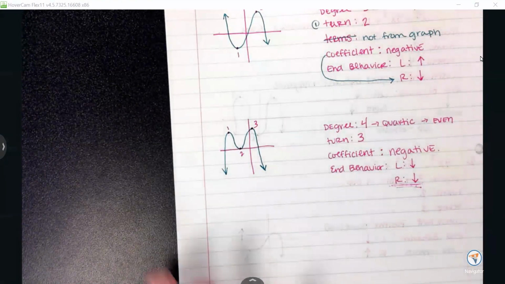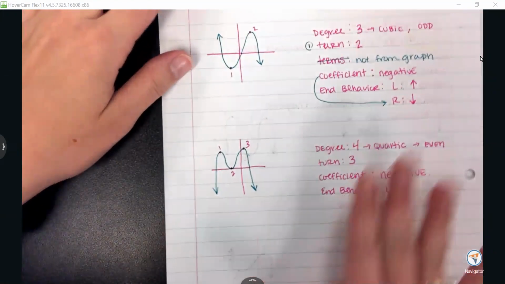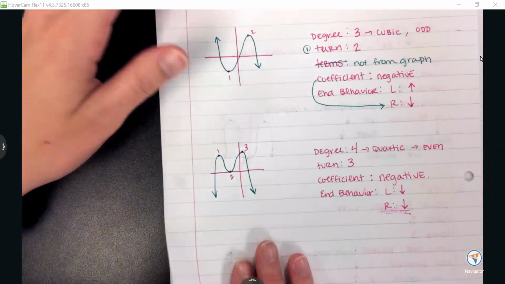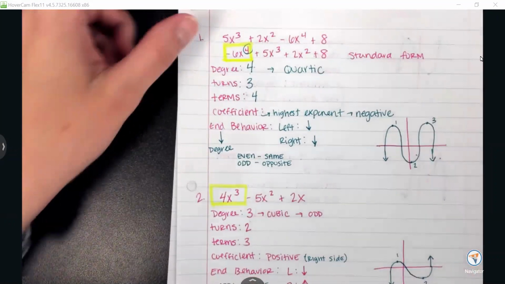I want you to use these 4 problems and really go try your hardest on that assignment that I gave you today. This is all it is. So if you can memorize how to find these things, then you can master topic 3.